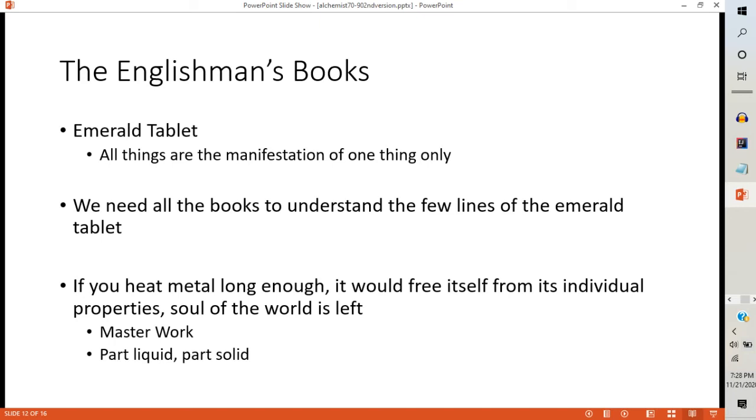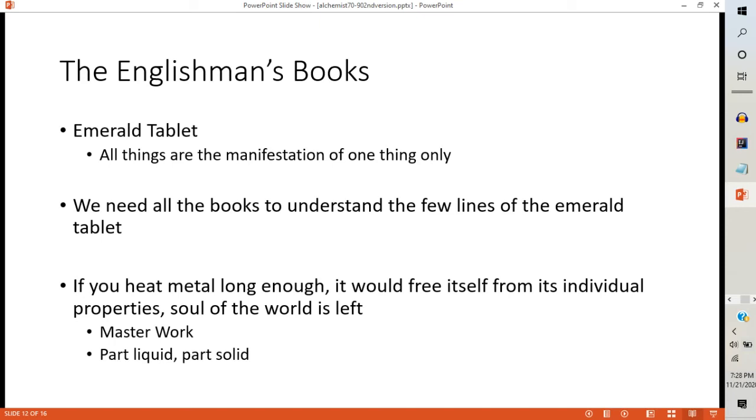He figures this out from a book, from a tablet, the Emerald Tablet, which only contains a few lines. But it seems like the Emerald Tablet is the only reading you really need to understand alchemy. You don't really need anything else, because the Englishman, well, you do need other things. So this is what the Englishman says. Alchemy is contained in only a few lines inscribed on the surface of an emerald. It's the Emerald Tablet, the Englishman says.